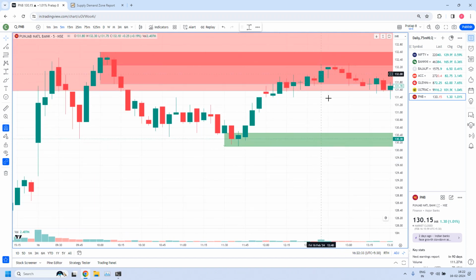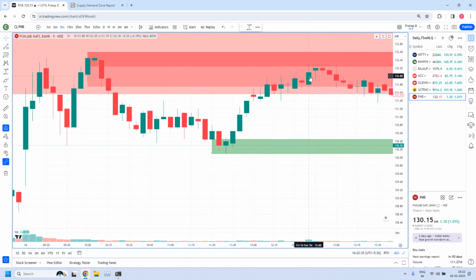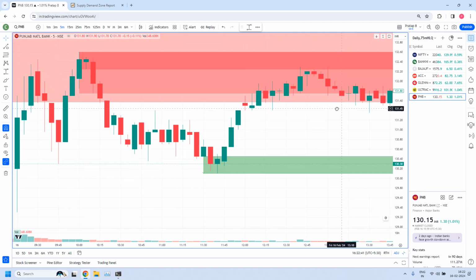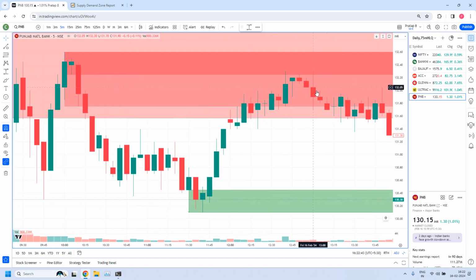See, today prices entered. We got an entry at the 12:40 candle. If anybody missed, we got another entry at the 1 o'clock candle. After that, see the rejection the first time it entered. Maybe the demand is very strong. Why is the demand very strong?